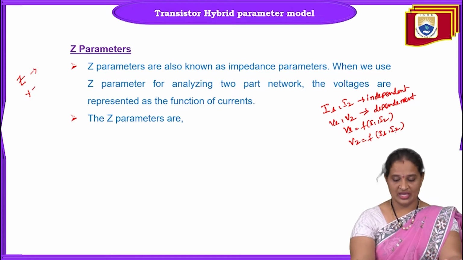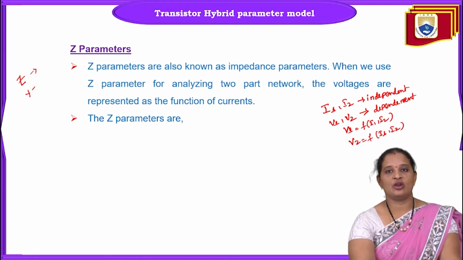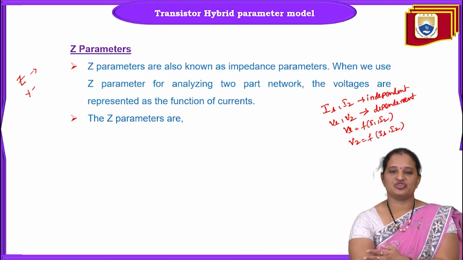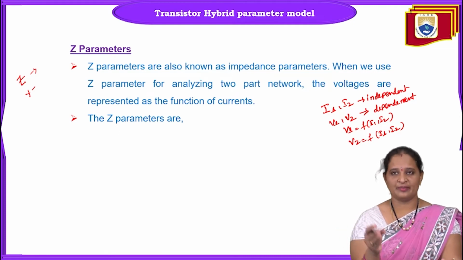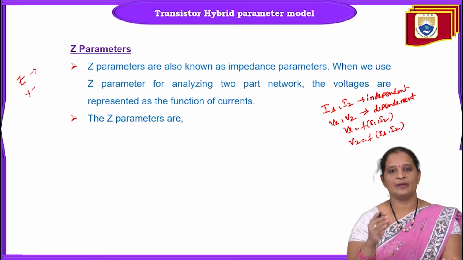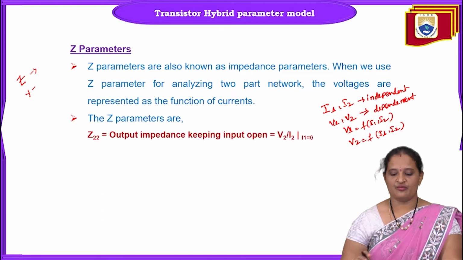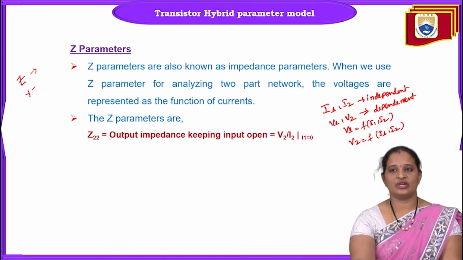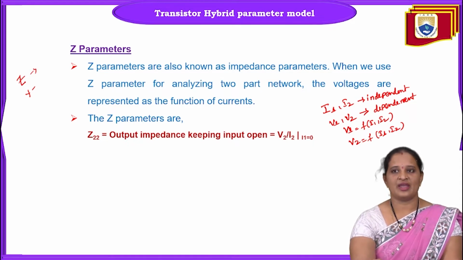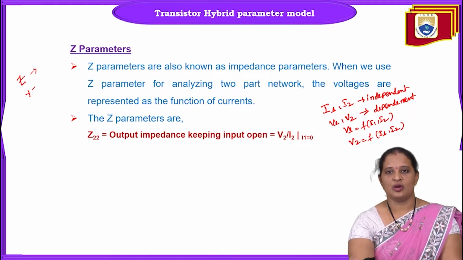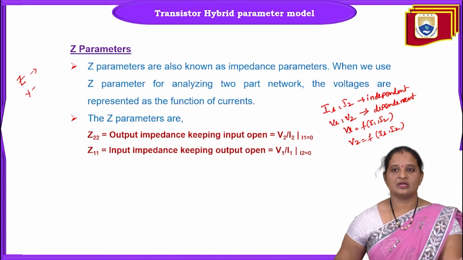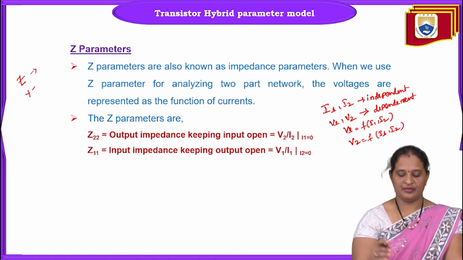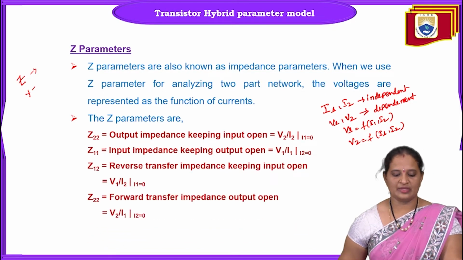What I want to say here is that the voltages are represented as functions of currents, where the currents are considered independent, and the input voltage and output voltage are dependent variables depending on the currents. So we can say that the voltages are expressed as functions of the currents, that is I1 and I2. By considering this, we can define four parameters. What are those parameters? Let us go to the next slide.